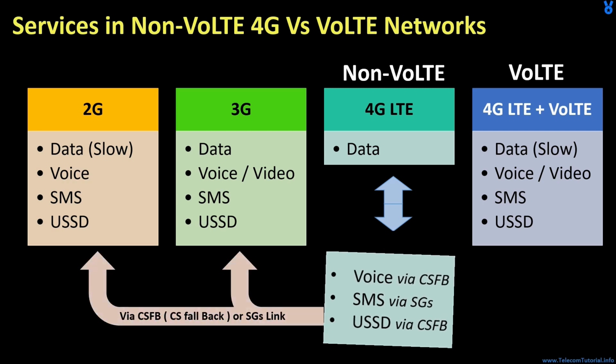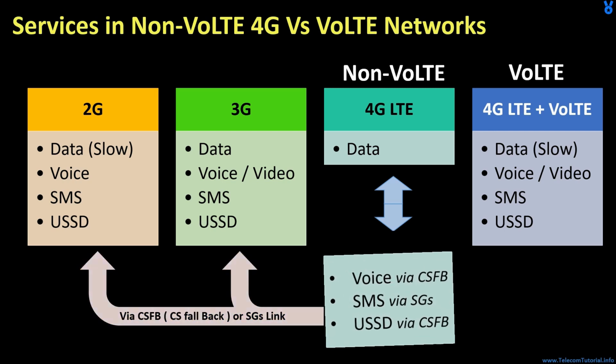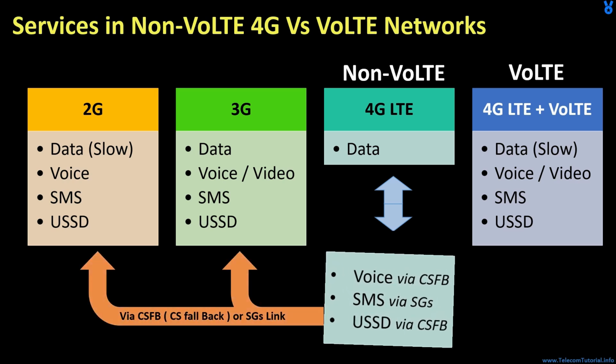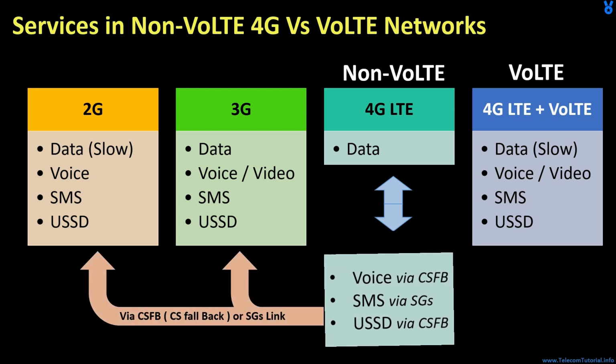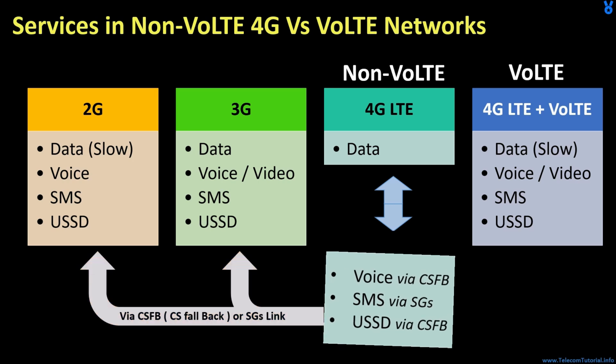Consider a 4G network which doesn't have VoLTE launched yet, I mean to say it's a plain vanilla 4G network which is not having VoLTE, but 4G is used for day-to-day internet and data purposes. You need an underlying 2G or 3G network which is used for basic telephony services. In these networks, voice runs via CSFB on the 2G 3G network. CSFB stands for circuit switched fallback.